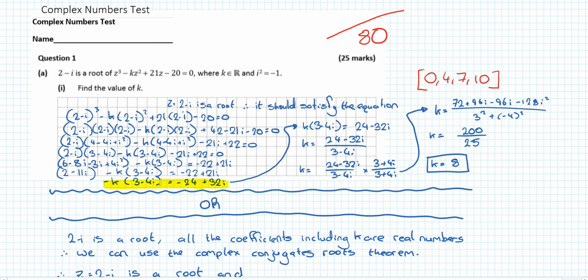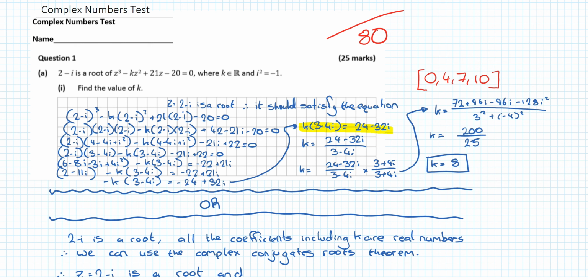At this point I want to get k on its own, so I multiply everything by minus 1 to get a positive k. Then I'm going to divide everything by 3 minus 4i. So I've got a complex number divided by a complex number. I'm going to multiply top and bottom by the conjugate of the bottom, continue to multiply it out, and I'm getting k is equal to 8.